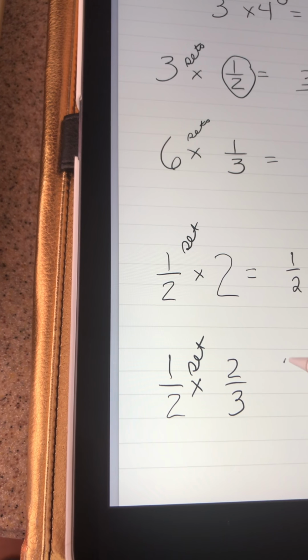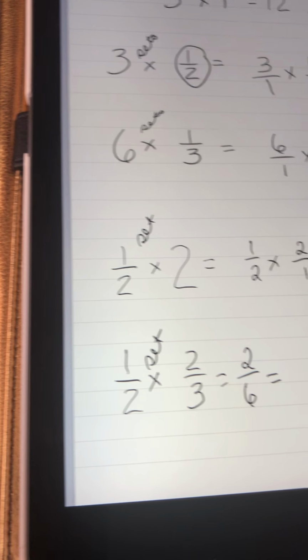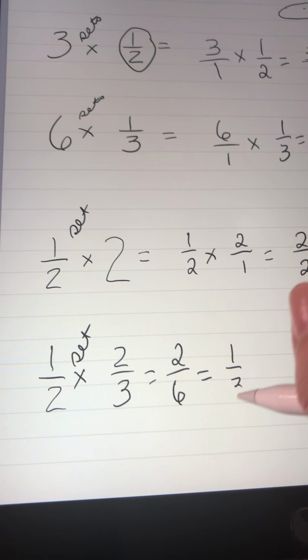1 times 2 is 2. 2 times 3 is 6. That could be simplified to 1/3.